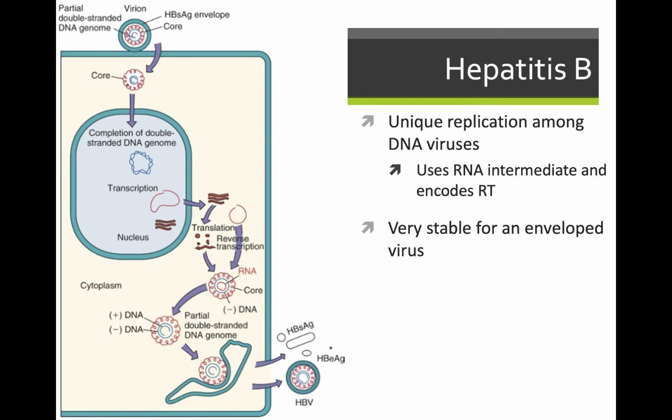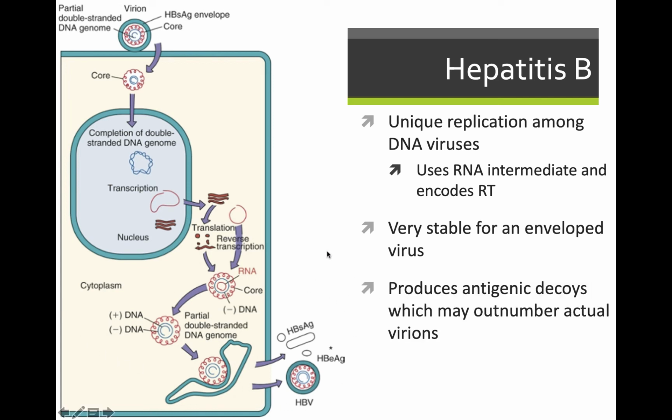It's really weird. These are enveloped viruses, but they are fairly stable for an enveloped virus. So they're not as sensitive as some of our other enveloped viruses. One of the other really weird things that hepatitis B does, aside from using reverse transcriptase when it doesn't really seem necessary, you're seeing it down here. Hepatitis B throws out what are called antigenic decoys. So yes, from the infected cell, you will have the release of virions. You also have the release of pieces of envelope and proteins that do not contain the full virus.